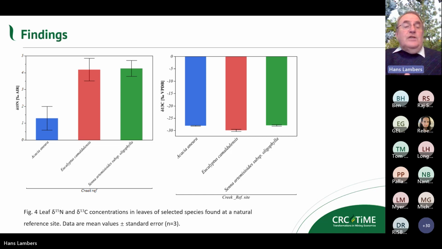So what that tells us is that these acacia plants were likely dependent to at least some extent on nitrogen fixation to satisfy their demand for nitrogen. Whereas the other plants, not being legumes and not being capable of nitrogen fixation, have a different isotope composition. And this isotope composition indicates that they likely access organic nitrogen.